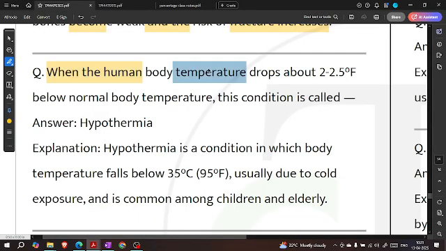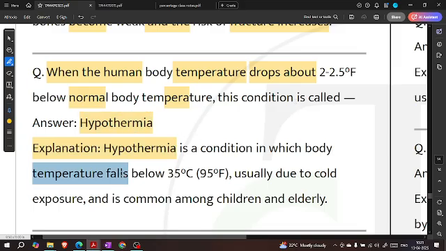When the human body temperature drops about 2 to 2.5 Fahrenheit below the normal body temperature, this condition is called hypothermia. Hypothermia is a condition in which body temperature falls below 35 degrees Celsius or 95 degrees Fahrenheit, usually due to cold exposure, and is common among children and the elderly.